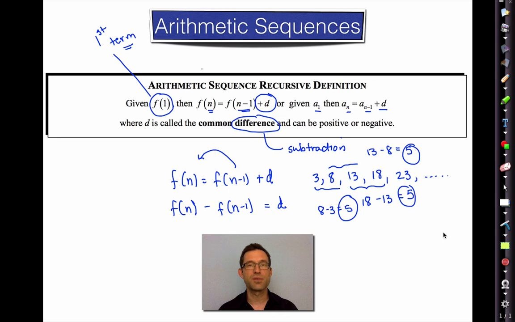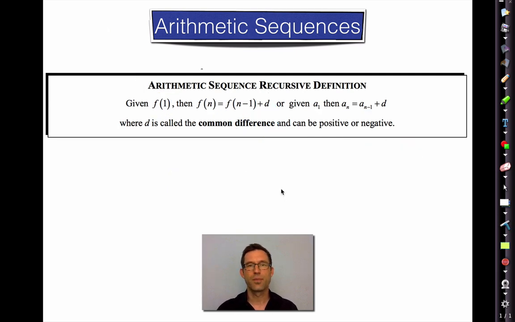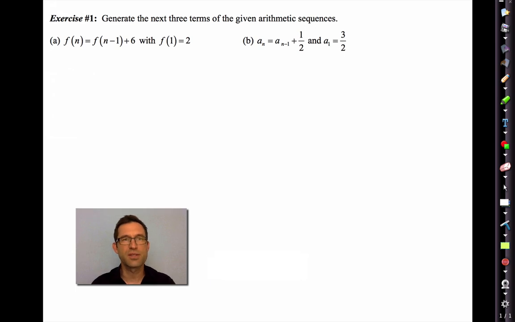Most students think of it as, all right, what you add on to get the next term. And that's absolutely the way you should think about it. But you can also think about it as if you subtract two consecutive terms, you'll also get that number. All right? So, let me clear this out, and let's get some practice.